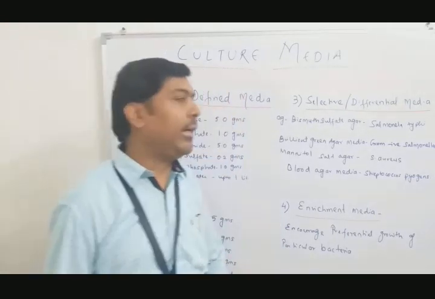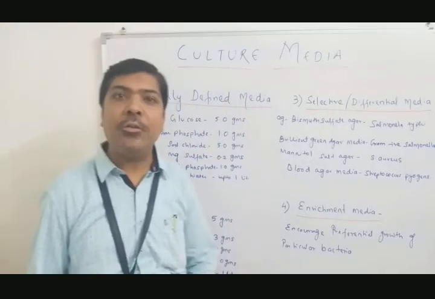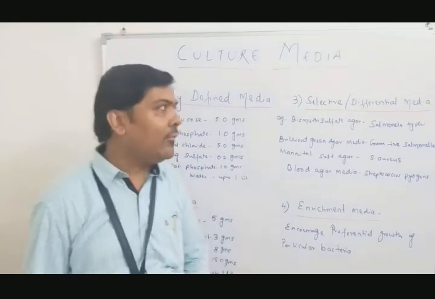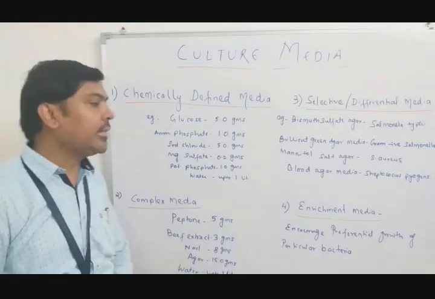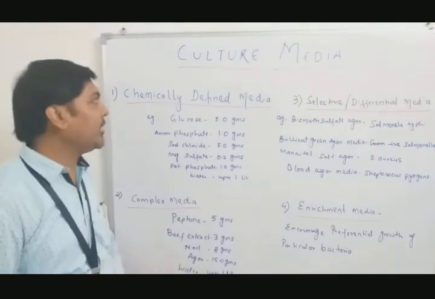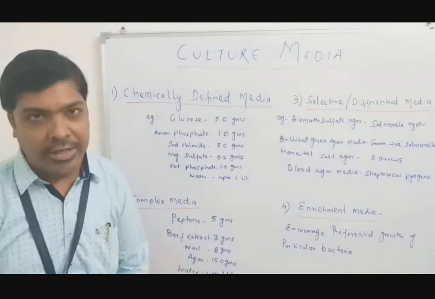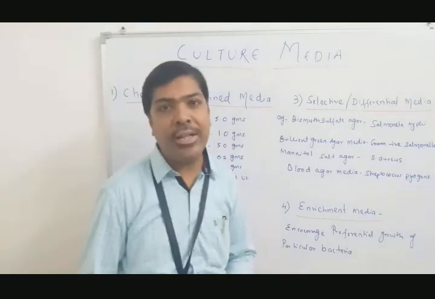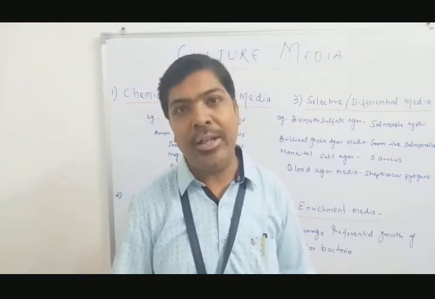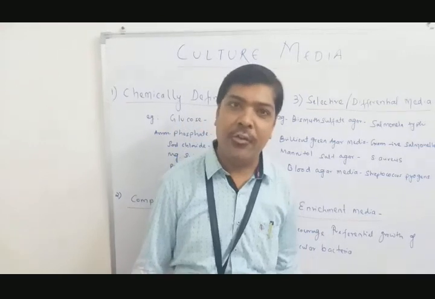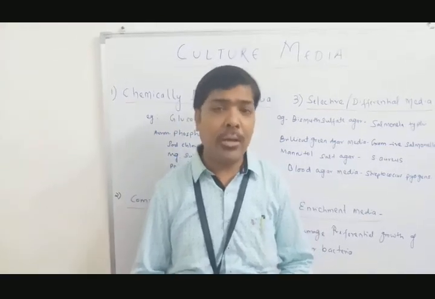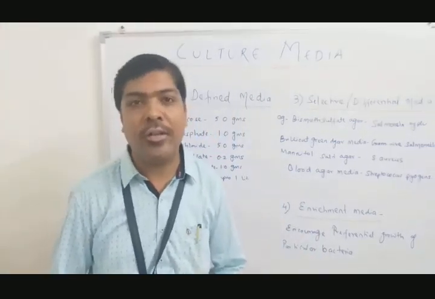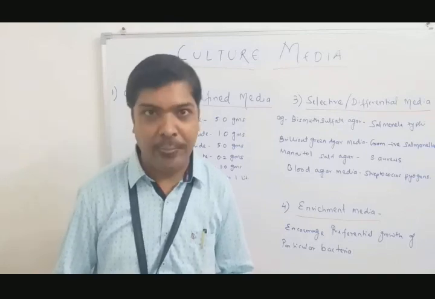So these culture media are again divided into different types. But broadly we can say that these culture media are of four types. Number one is the chemically defined media. Second one is a complex media. Number three is a selective or differential media. And number four is an enrichment media. So one by one we'll discuss all these four different kinds of culture media.